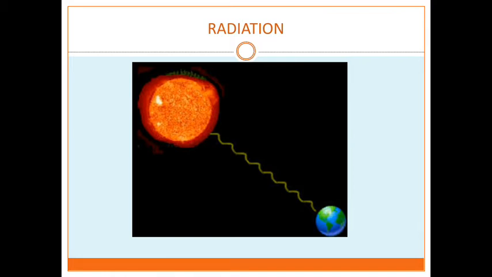So where does radiation take place? Radiation takes place in empty space, or even through vacuum. Heat energy from the sun reaches the earth in the form of heat, and this heat is transferred from the sun to the earth in the form of electromagnetic waves. What waves? Electromagnetic waves. So heat transferred in the vacuum or empty space, in the form of electromagnetic waves, is called radiation.